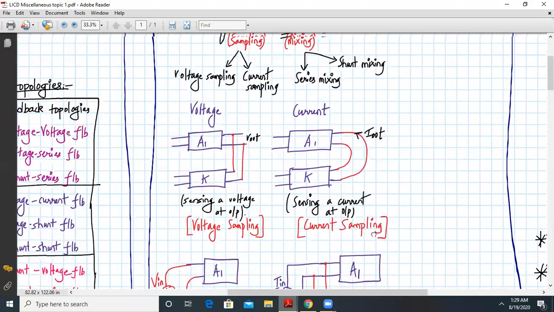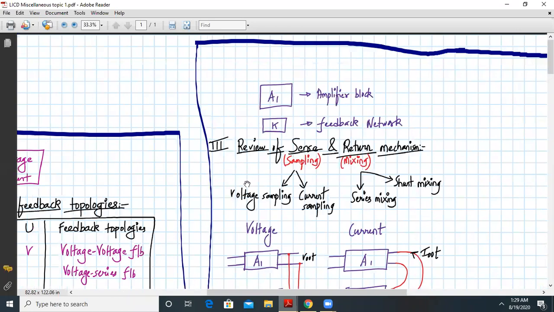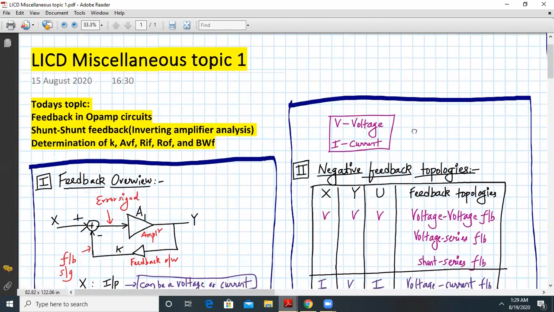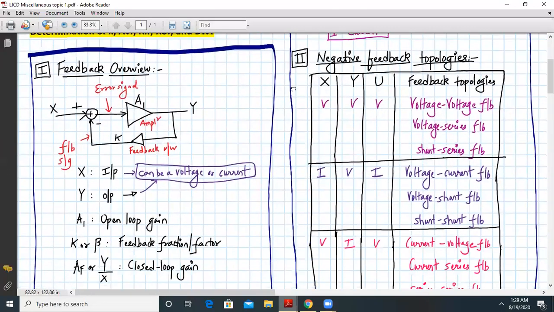Okay, so I guess that's it for the feedback in Opamp circuits. That's it for the topic.